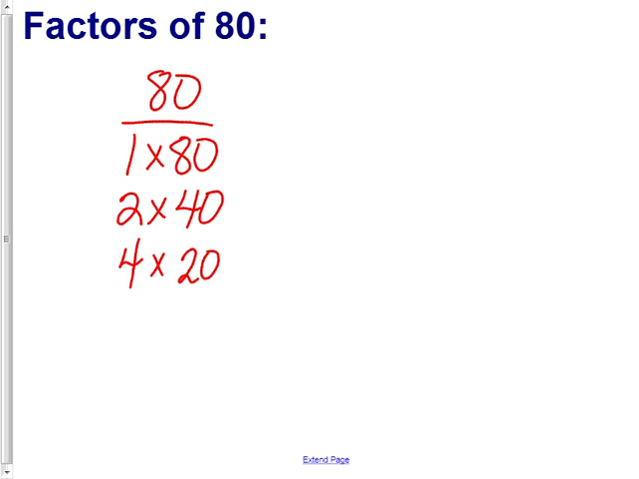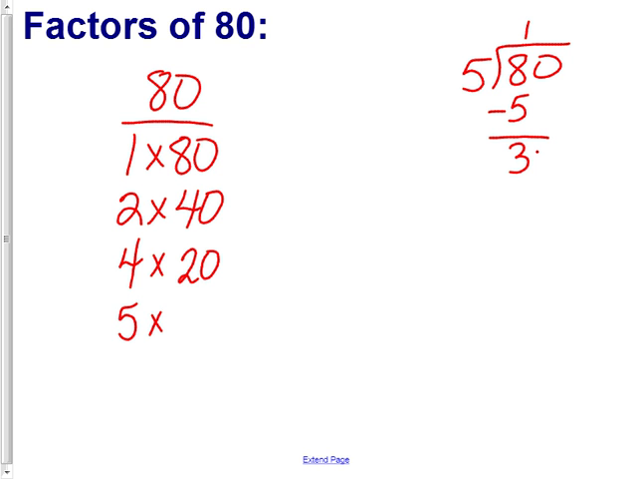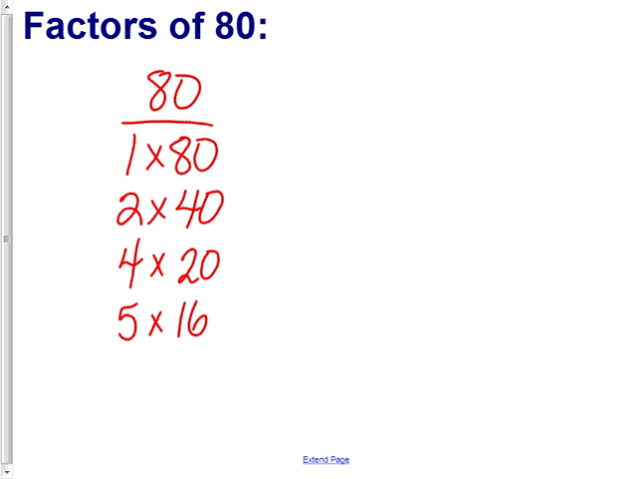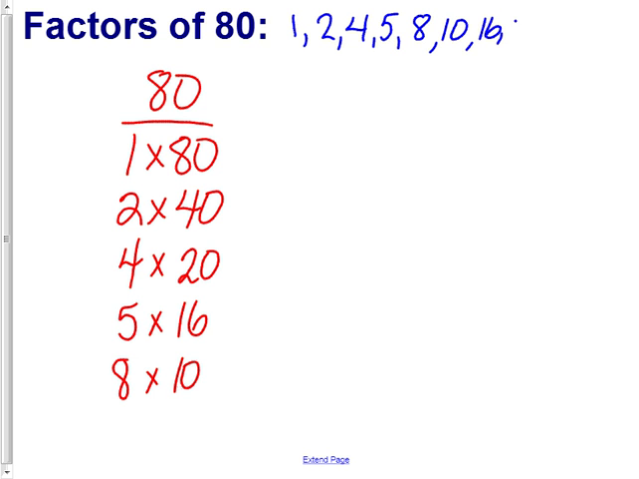So does 5. 5 times, again, if you're not sure, do the division. Figure it out. 5 goes in 16 times. So 5 times 16 is 80. Then does 6 go into 80? No. How about 7? No. 8 does. 8 times 10. 9 does not. 10 is already on the list, so I know I'm done. The factors of 80 are 1, 2, 4, 5, 8, 10, 16, 20, 40, and 80.